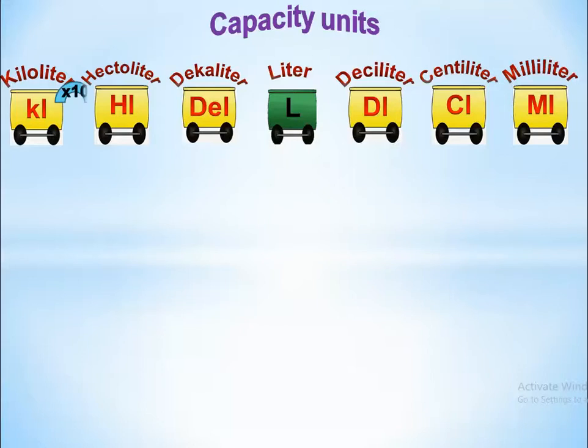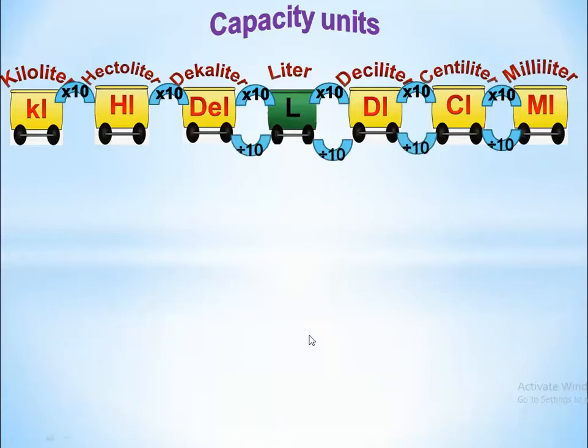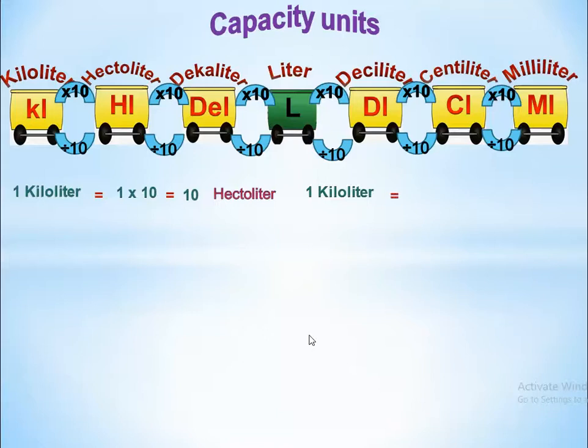So, kiloliter to hectoliter times 10, times 10, times 10, times 10, times 10, times 10. And if I want to convert from the smallest to the biggest, it will be divide 10, divide 10, divide 10, divide 10, divide 10. Okay, let's see. 1 kiloliter equal 1 times 10 equal 10 hectoliter. 1 kiloliter equal 1 times 100 decaliter. 1 kiloliter times 1000 equal 1000 liter.